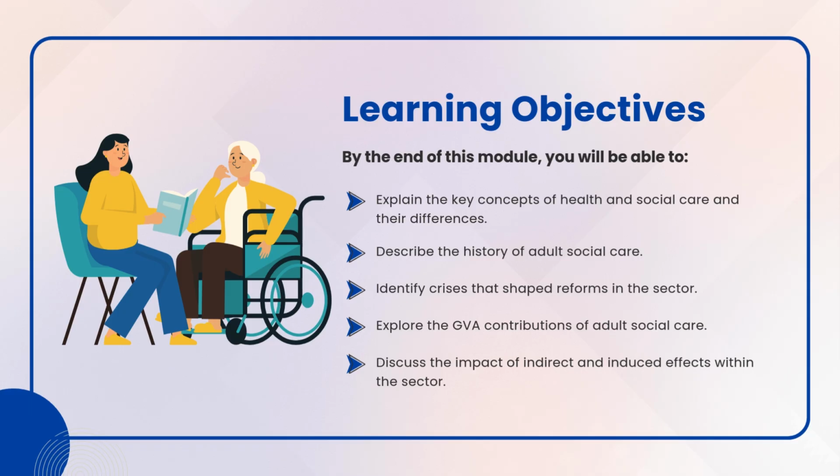Learning objectives. By the end of this module, you will be able to explain the key concepts of health and social care and their differences. Describe the history of adult social care. Identify crises that shaped reforms in the sector. Explore the GVA contributions of adult social care. Discuss the impact of indirect and induced effects within the sector.